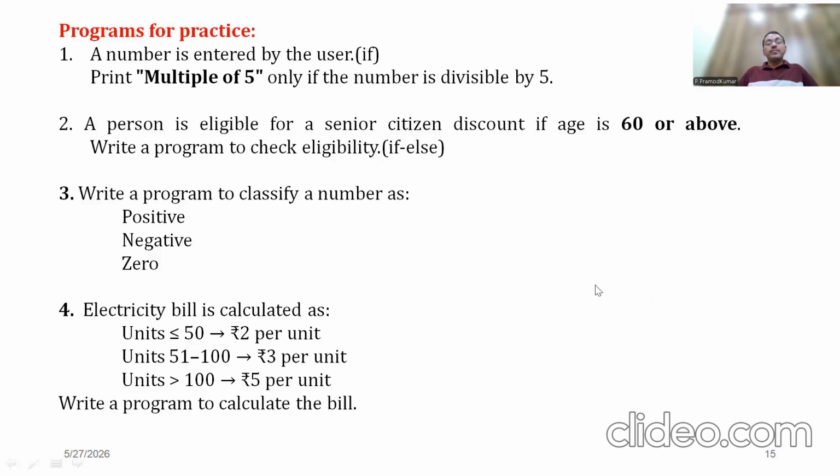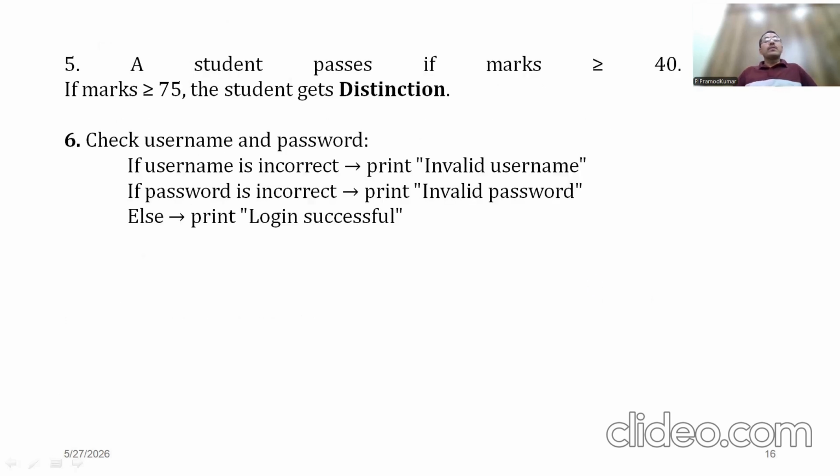Coming to the fifth one, this is to print the grade of a student. A student passes if marks are greater than or equal to 40. If marks are greater than or equal to 75, the student gets distinction. So here you have to use a ladder. If marks scored by a student are above 75, distinction. Then 75 to 60, first class. Then below 60 to 50, second class. And below 50 to 40, that is just to pass, that is third class. Below 40, that is fail. So for this case, you have to write a program.